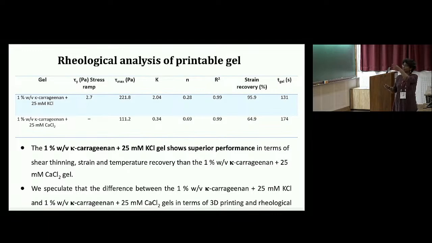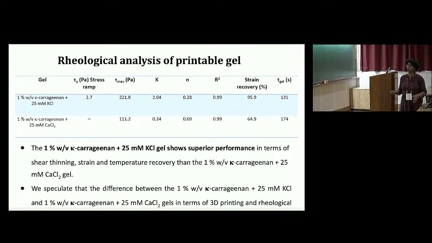The shear thinning exponent, the time to gelation, which we also measured, and the strain recovery were the three important things which we proposed are important when you decide which ink would be the suitable candidate for printing. Not just the modulus is important, but how fast it is gelling, how much is the strain recovery, and how much it shear thins are the parameters which we felt were important.